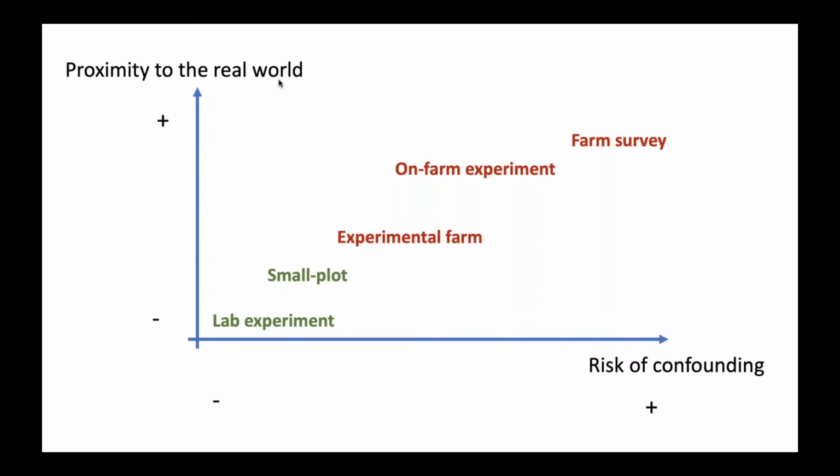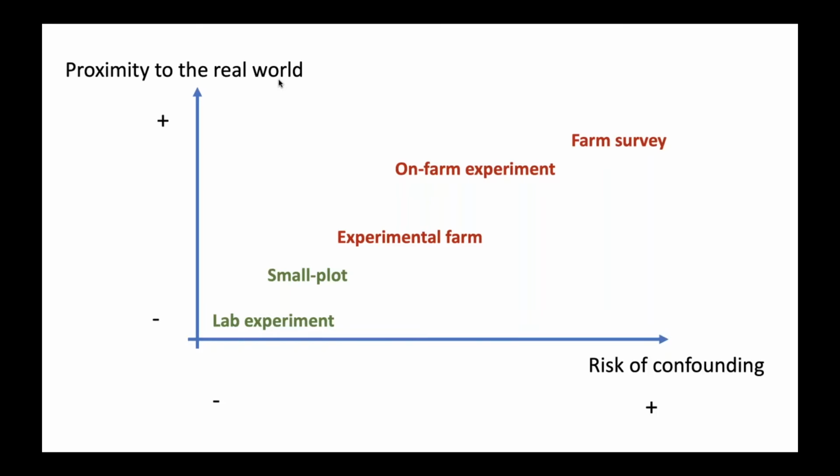So, as I said, these types of on-farm data have their own advantages and disadvantages, and there is a trade-off actually between the proximity to the real world and the risk of confounding. So confounding often refers to a mixing of effects. The effect of the factor under study on a given outcome can be mixed with the effect of an additional factor, resulting in a distortion of the true relationship.